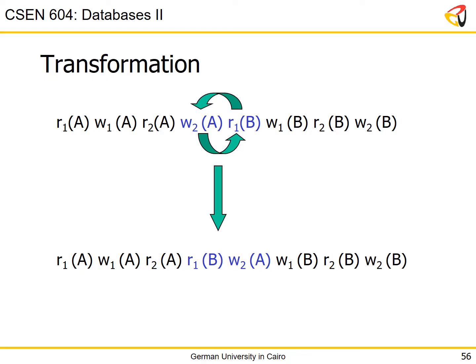It would produce the result of T1 followed by T2. Or it could put T2 first followed by T1 and then make the swaps, which will produce the result of the schedule T2 followed by T1.